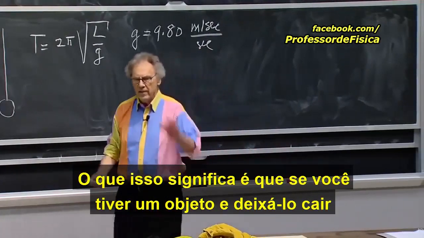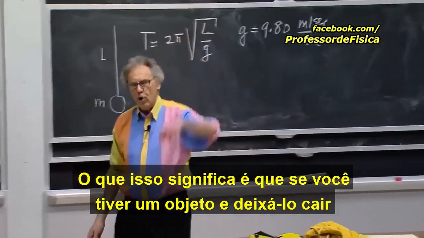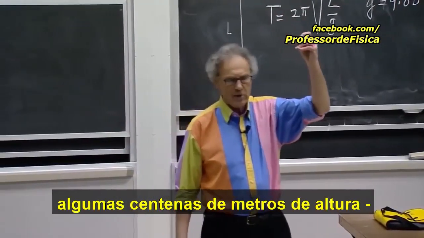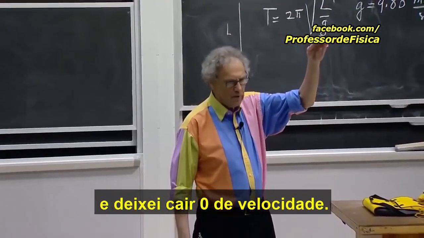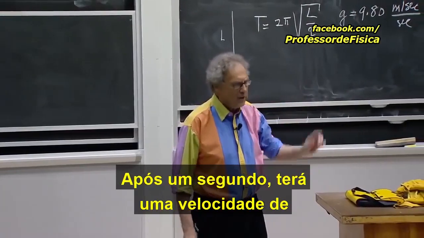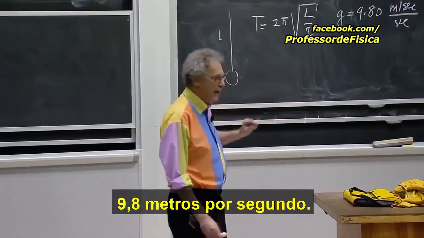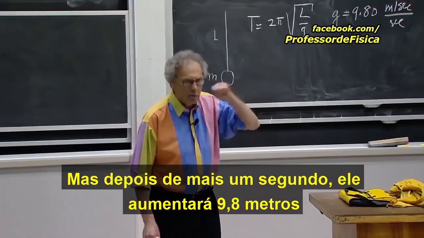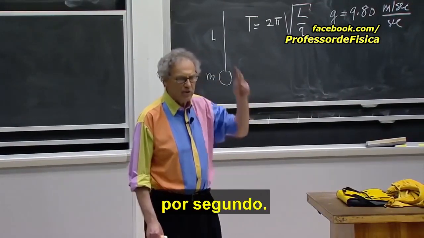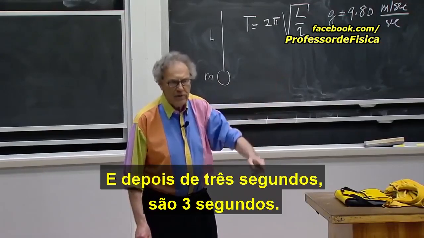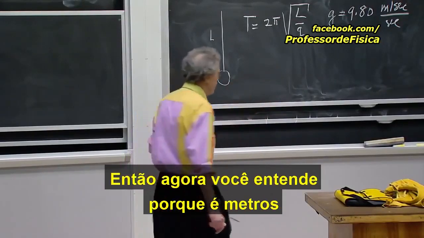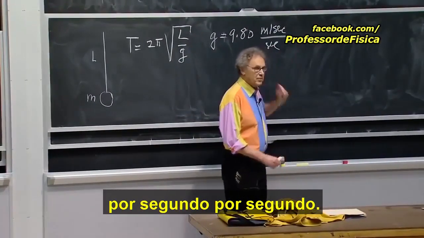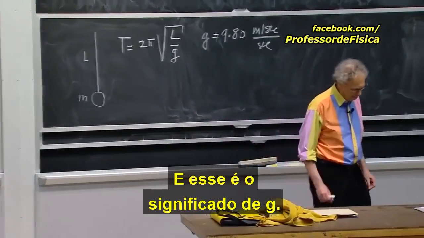What that means is that if you have an object and you drop it from a very large altitude, a few hundred meters high, with 0 speed, after 1 second, it will have a speed of 9.8 meters per second. But after another second, it will add to that 9.8 meters per second, so it's twice that. And after 3 seconds, it's three times that. So now you understand why it is meters per second per second. And so that's the meaning of G.